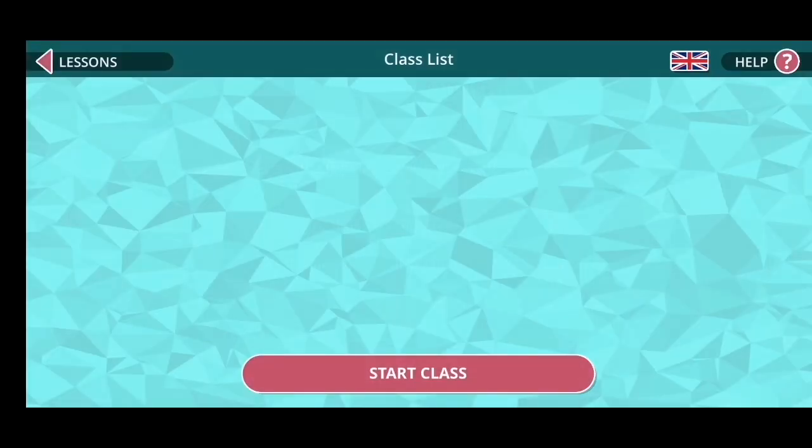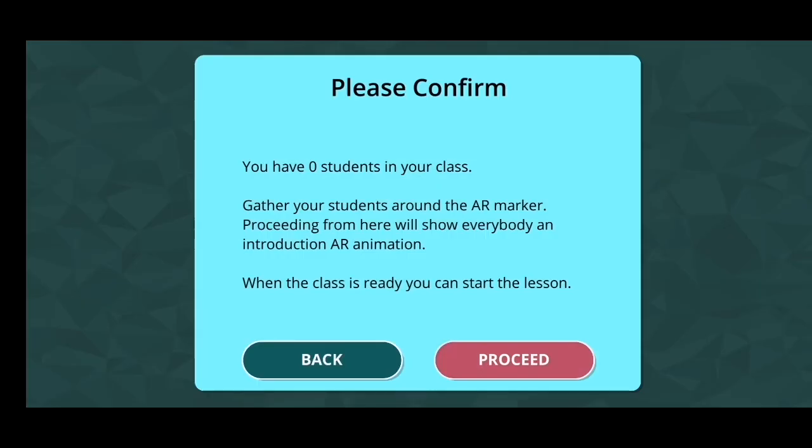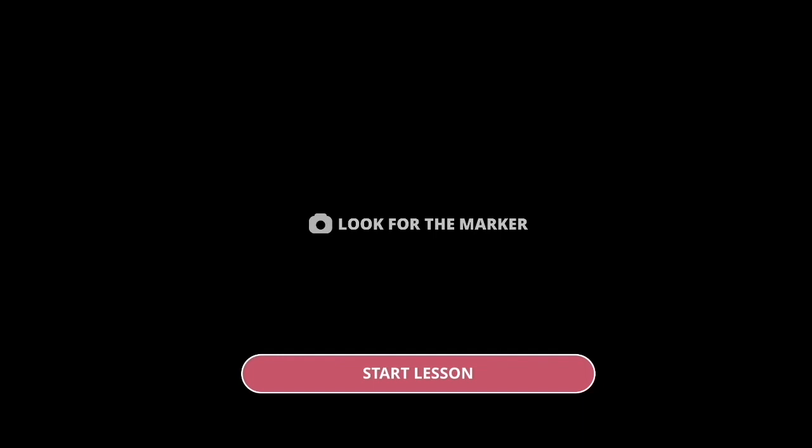Start class. Now this says that we have no students in the class. That's because the students have not yet started their app. Gather your students around the marker. Proceed from here will show everybody an introduction AR animation. And when the class is ready, you can start the lesson. So let's proceed. And now we're looking for the marker. Next, go to the part 3 video, setting up your tablet as student.